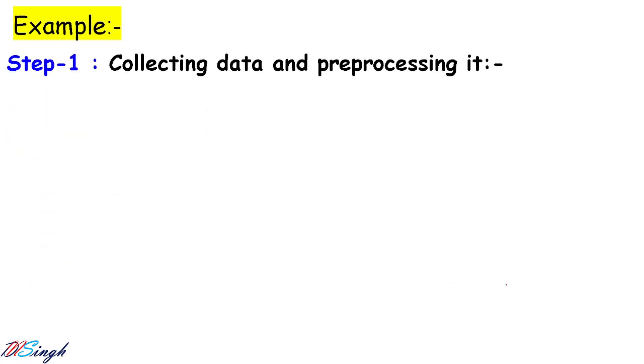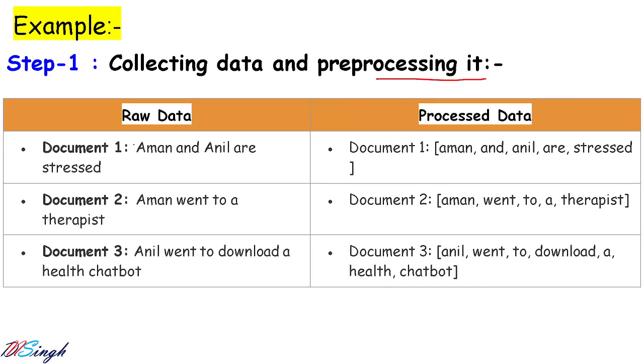Let us go for the example, collecting the data and pre-processing it. This is also called text normalization. So suppose this is our data. We have given like 3 documents. Aman and Anil are stressed. Aman went to a therapist. Anil went to download a health chatbot. So these are the 3 statements which have been given, and we have converted them into 3 different documents.